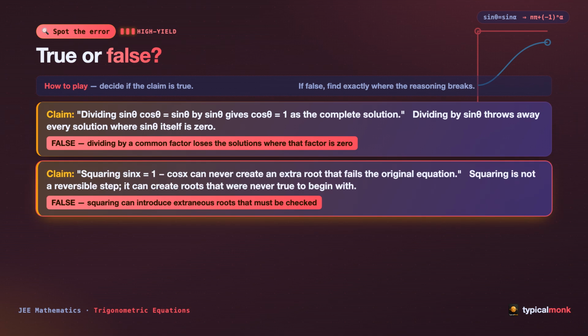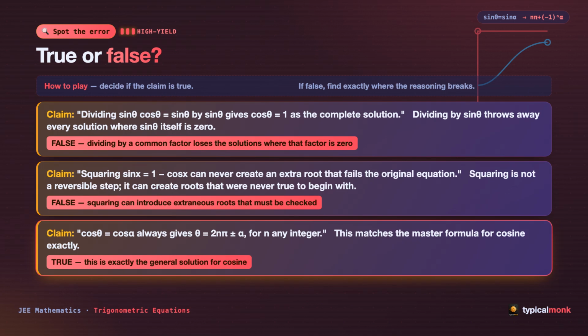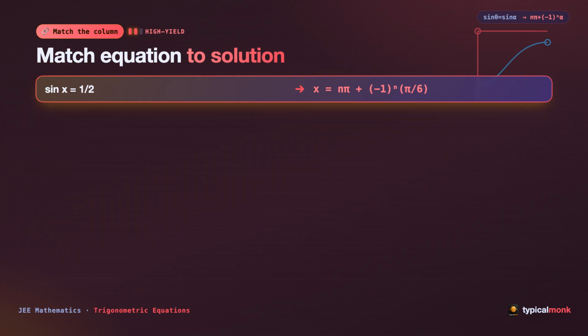Second claim: squaring sin x equals 1 minus cosine x can never create an extra root that fails the original equation. Think carefully. Squaring is not a step you can undo freely. It can manufacture a root that was never true to begin with. This is false. Squaring can introduce extraneous roots that must be checked against the original equation. Third claim: cosine theta equals cosine alpha always gives theta equals 2n pi plus or minus alpha for n any integer. Check the formula. This matches the master formula for cosine exactly. This one is true.